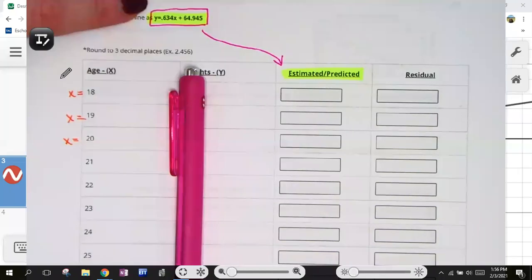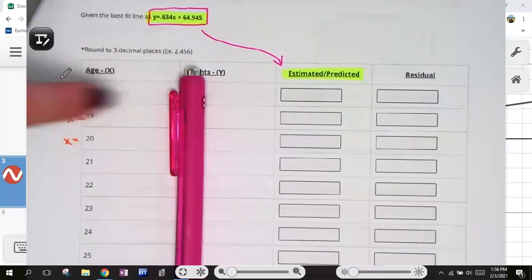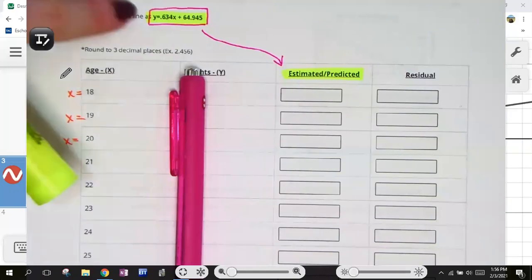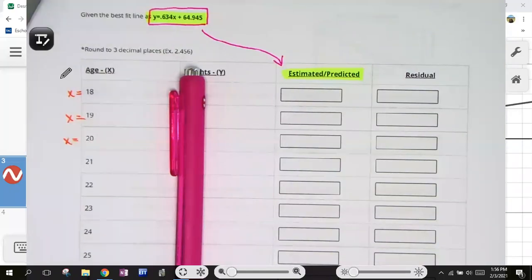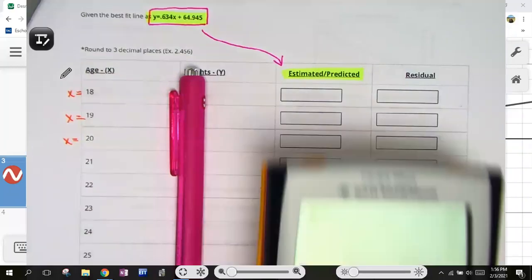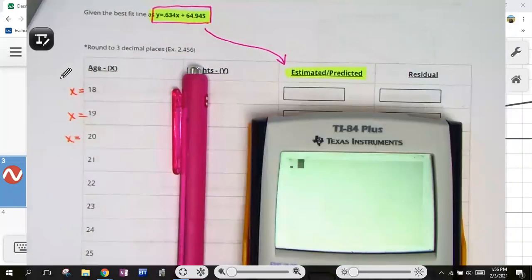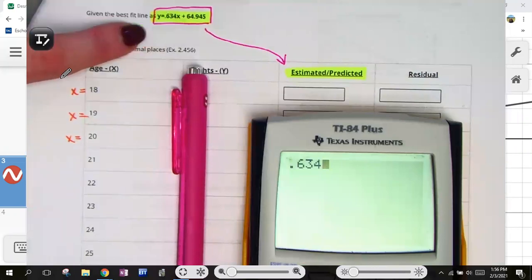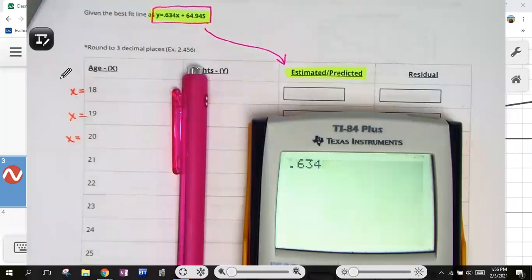So we have an equation. We have a variable. How are we going to find the estimated heights? We have an equation. We have a variable. We're going to substitute it in. So in my calculator, I'm just going to do 0.634, but instead of x, what am I going to substitute it for? 18 plus 64.945. All right, so what's the estimated height for an 18-year-old according to this data?